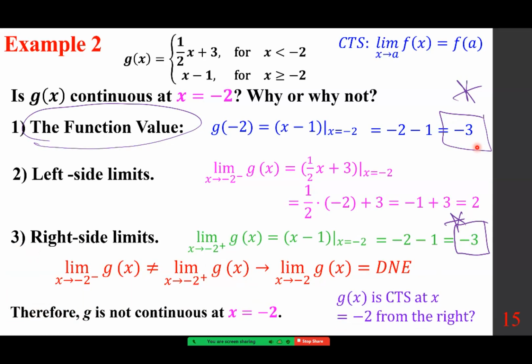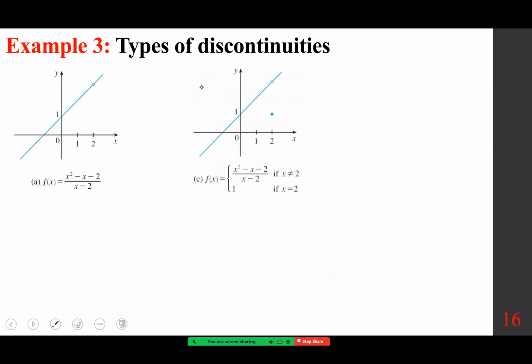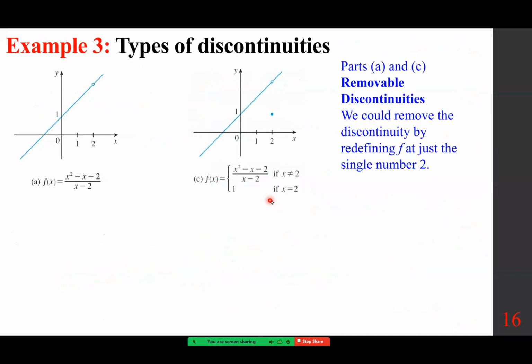So which means if you graph it, this piece, the right piece, has a solid point at the end. That's the meaning of it. Let's discuss also types of discontinuity. When we look at this function versus this function, parts A and C, those are considered removable discontinuities. We could remove the discontinuity by redefining f at just the single number 2. Just one number.